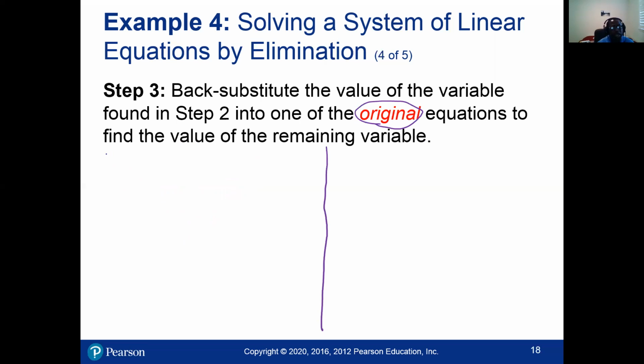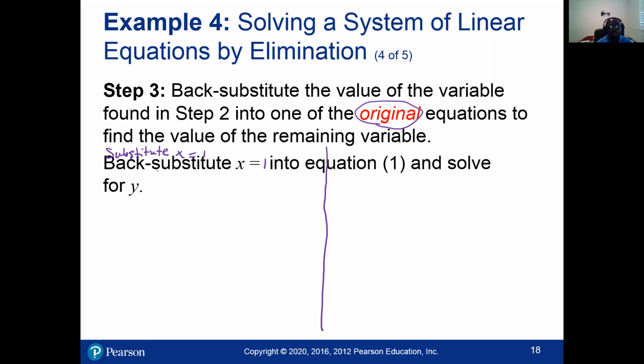So first, substitute x is equal to 1 into equation 1. Equation 1 was 3x minus y is equal to 5. So 3 times x, which is 1, minus y is equal to 5. And this gives us 3 minus y is equal to 5, and then y is equal to negative 2.